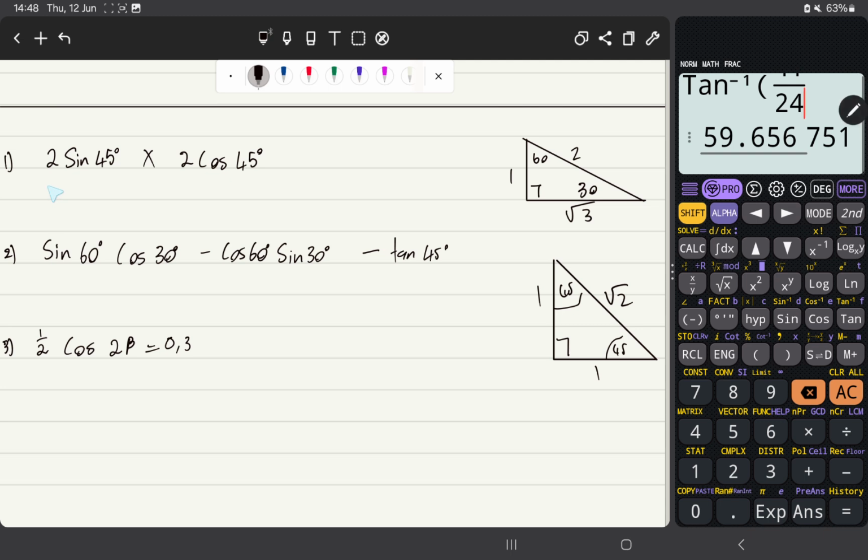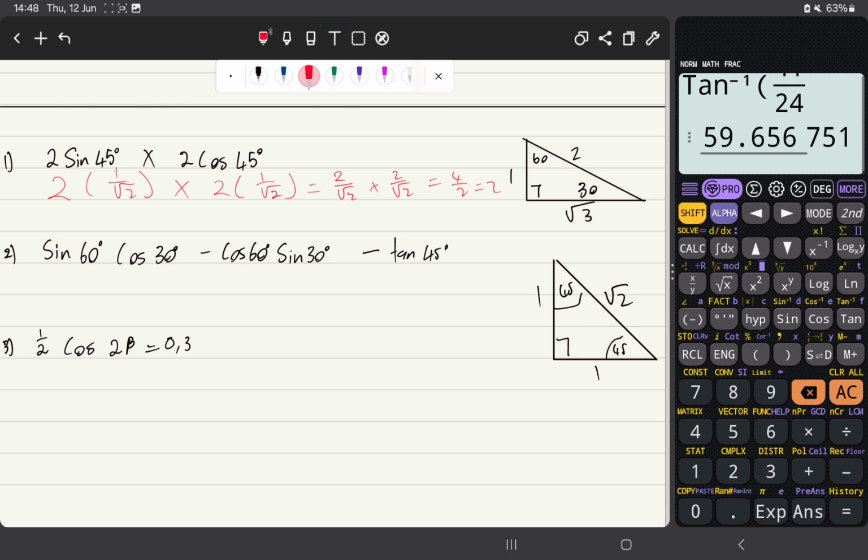They say 2, so you have, I'll use red, 2 into sine 45. It's 1 opposite over hypotenuse. So 1 over square root of 2. Then we have multiply by 2 cos 45, which is just the same, 1 over square root of 2. And the answer is going to be 4 over 2, which is 2.